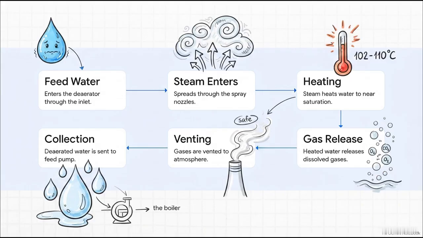Step 5, those destructive gases are safely vented out into the open atmosphere, totally harmlessly expelled from the system. And finally, Step 6, the purified, completely gas-free, deaerated water rains down, collects in the storage section of the tank, and is safely pumped out through the outlet to the main boiler. It is just a continuous, beautiful cycle of purification.